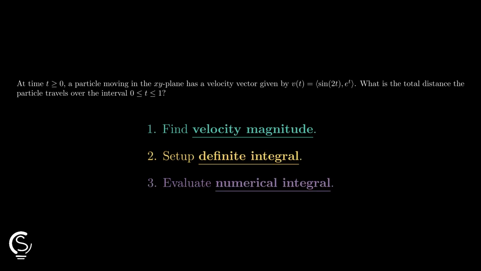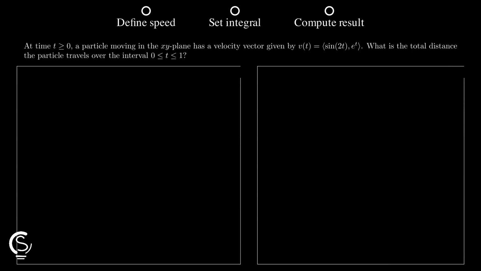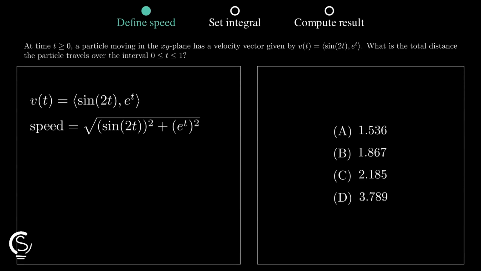Calculating the total distance traveled by a particle requires finding the integral of its speed function, so let us break down this calculus problem very quickly. Total distance is the integral of speed. Speed is the magnitude of the velocity vector, calculated as the square root of the sum of the squares of the velocity components.